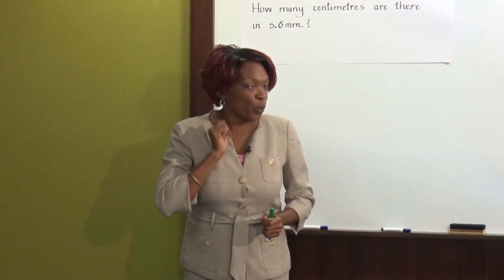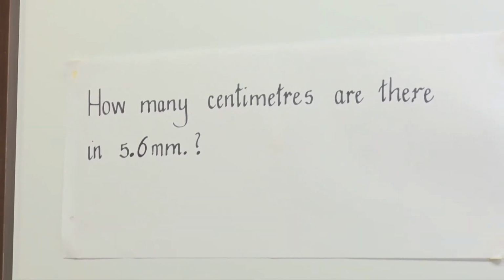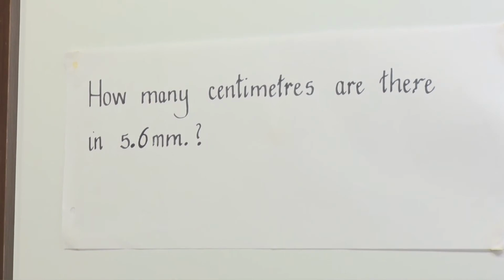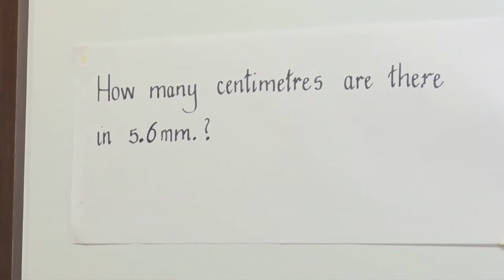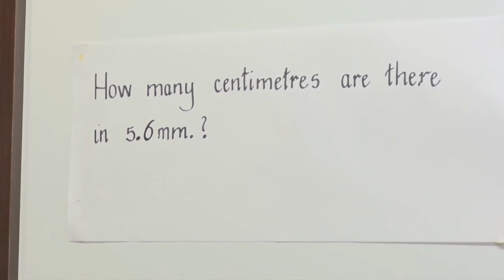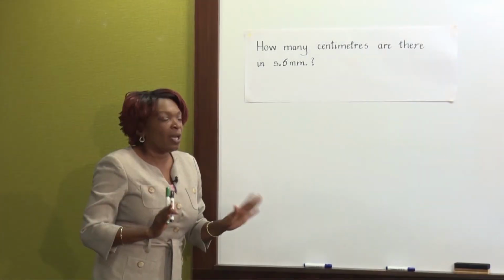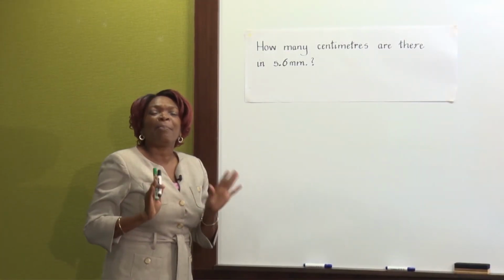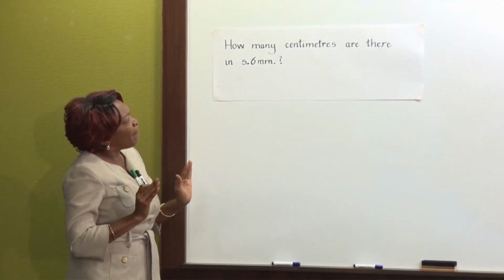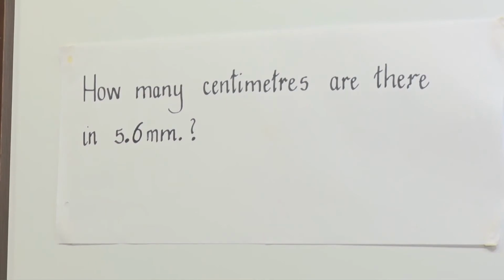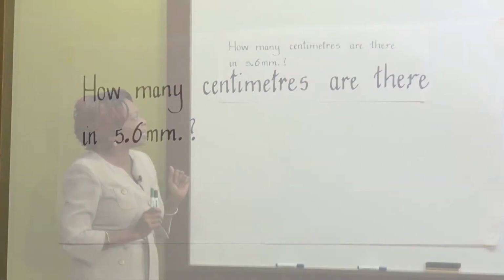Let's look at this question now. It's a little bit different from the other one. Let's see. Read with me now. How many centimeters are there in 5.6 millimeters? Don't get confused. The same principle we applied before, we will apply now. Just because you're seeing a decimal does not mean that you should get confused. Let's go. How many centimeters are there in 5.6 millimeters?